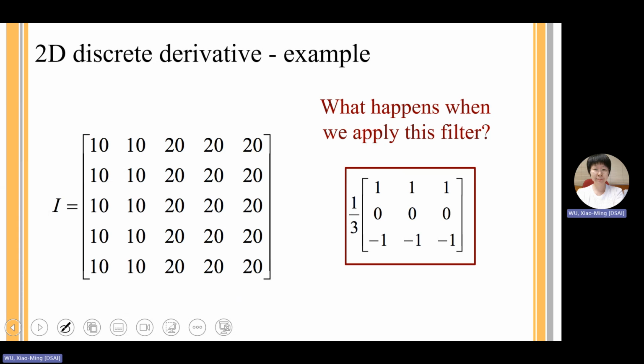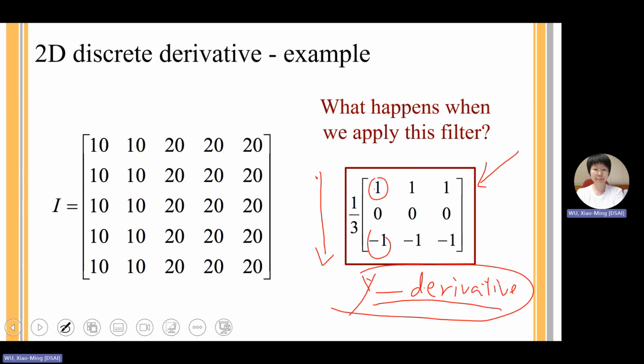Okay, let's continue. So what happens if we apply this filter? We call this filter the Y derivative filter, because it measures the differences along the vertical direction. Okay, along the vertical direction, 1 minus 1. So the differences along the vertical direction. So we call this filter the Y derivative filter.